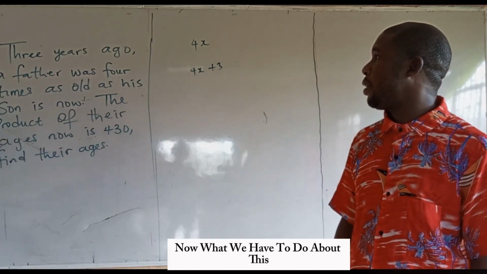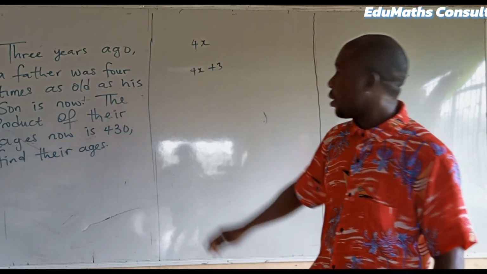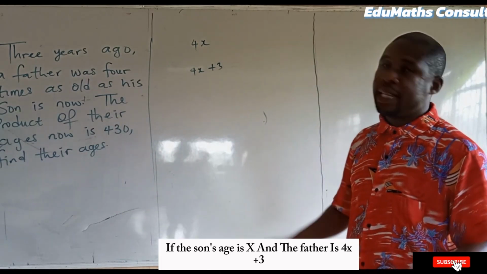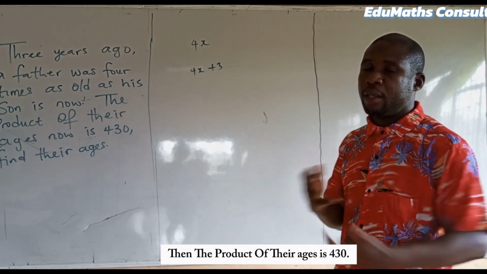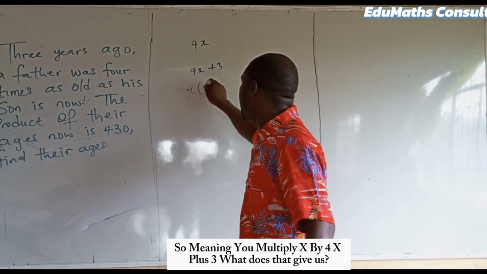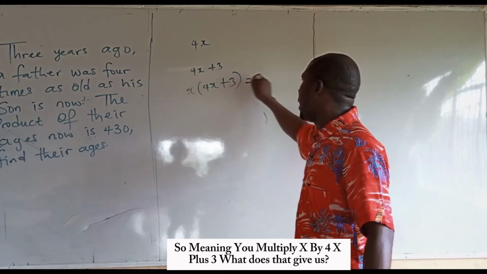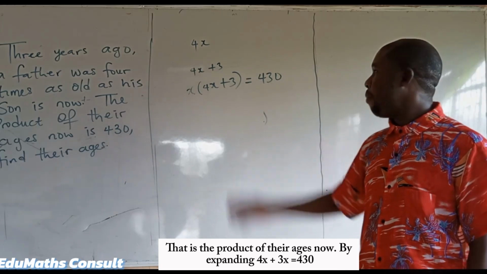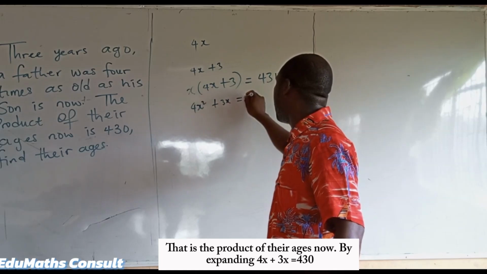Now, we move further to the second part of the question. The product of their ages now is 430. If the son's age is x and the father's age is 4x plus 3, then the product of their ages is 430. So you multiply x by 4x plus 3. What does that give us? That gives 430. That is the product of their ages now. By expanding, it is 4x squared plus 3x equals 430.